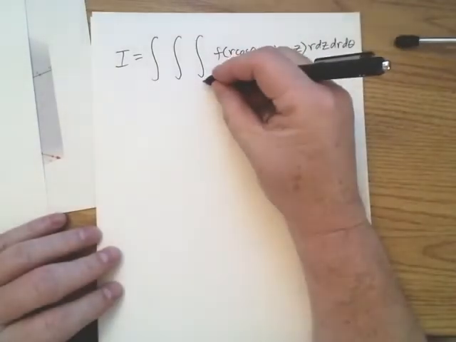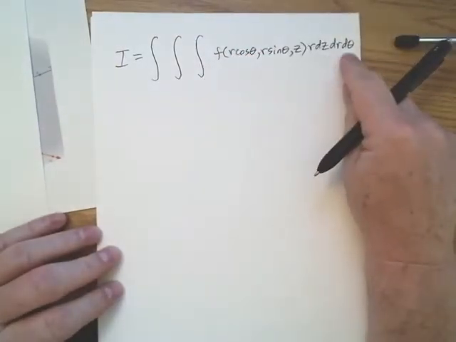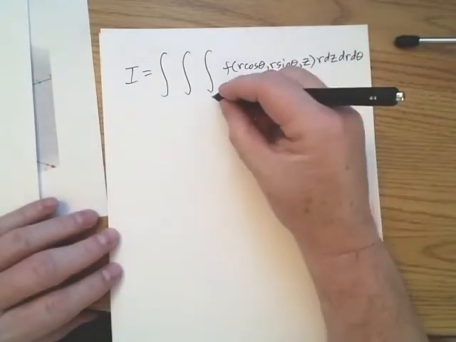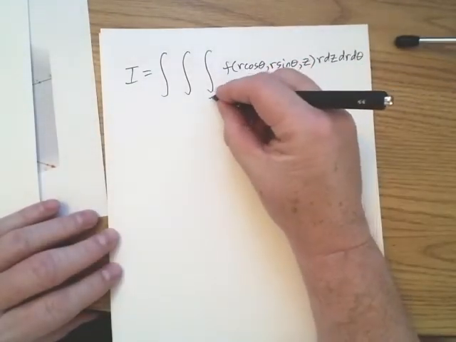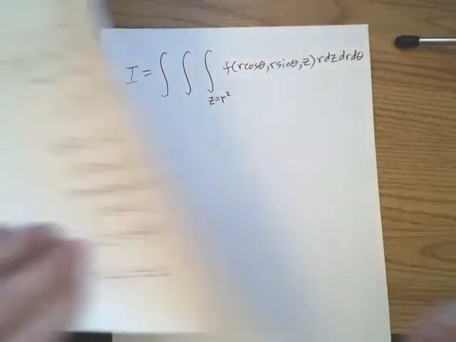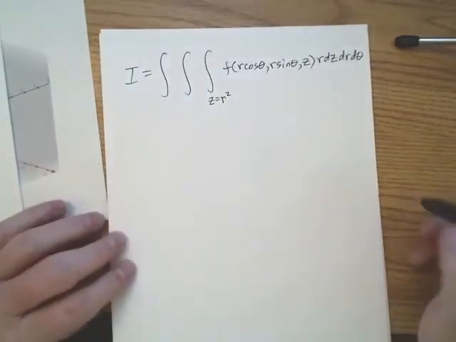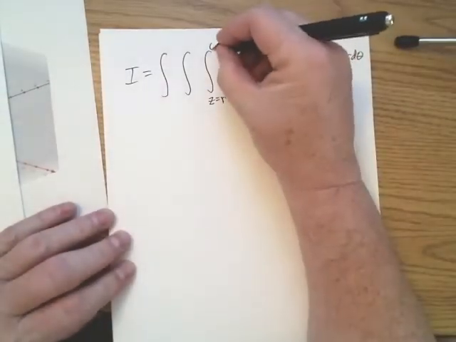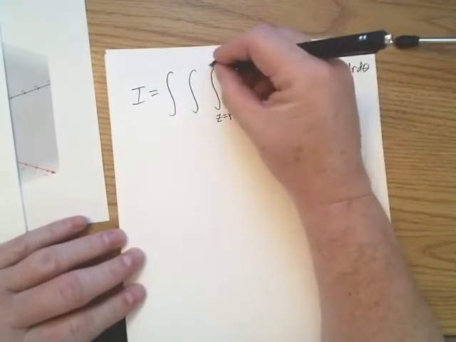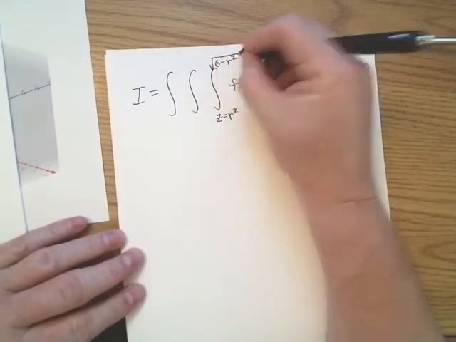Okay. But wait a minute. We've got to use what kind of coordinates? Oh yeah, we've got to use cylindrical coordinates. So that's polar in x and y. So I'm really going from z equals r squared, right? Because that's x squared plus y squared, up to what? Z equals the square root of 6 minus x squared plus y squared. And don't forget to take the positive square root, right?